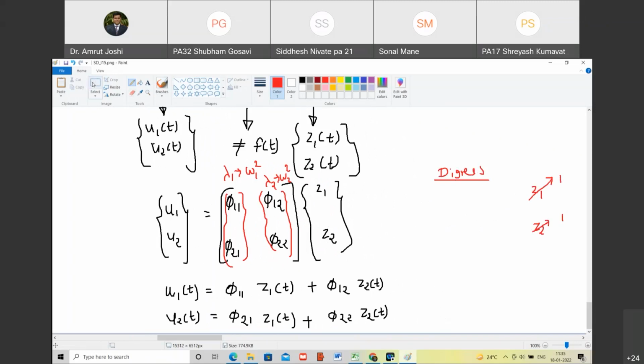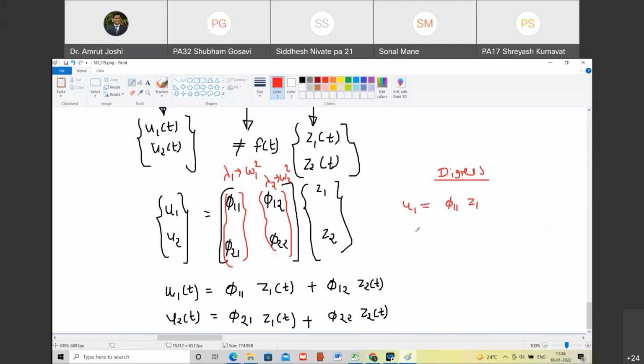Or no, I made a mistake. I'm sorry, not z1 and z2 are 1. Imagine that phi 12 and phi 22 both are 0 for some reason. So can you tell me what will be the u1 of t? It will be phi 11 z1. Happy? Yes, sir.